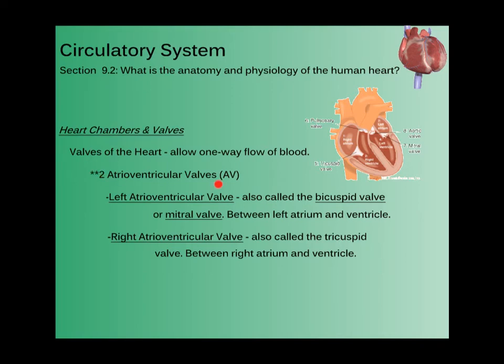Now we have 2 what we call atrioventricular valves. If you take a second and think about it a little bit, we've got atrio and ventricle. We can simplify these into what we call AV valves. They are valves that separate the atria from the ventricles, which is pretty easy to remember. We have a left AV valve, which is going to be over here, and it has a nickname. Two nicknames, actually: the bicuspid valve and the mitral valve.